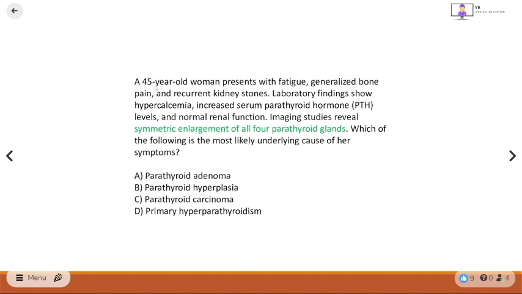Let's read this first. A 45-year-old woman presents with fatigue, generalized bone pain, recurrent kidney stones. These are symptoms of hypercalcemia. Laboratory findings show hypercalcemia, increased serum parathyroid hormone, and normal renal function. Imaging studies reveal symmetric enlargement of all 4 parathyroid glands. Okay, it doesn't have any reason why these glands are enlarged like that, right? So it's primary. Which of the following is the most likely underlying cause? Primary hyperparathyroidism because of the parathyroid hyperplasia.